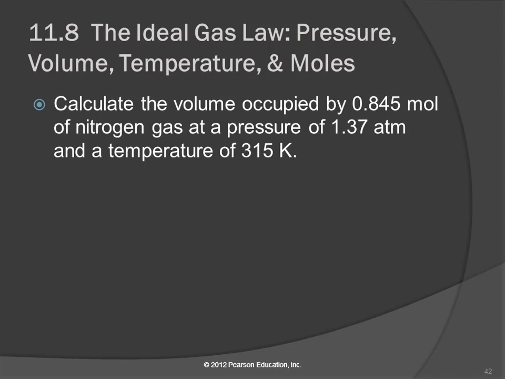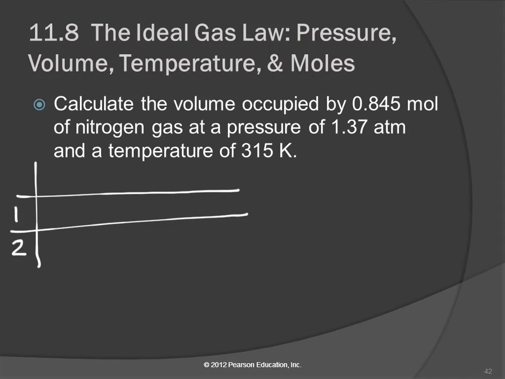Calculate the volume occupied by 0.845 moles of nitrogen gas at a pressure of 1.37 atmospheres and a temperature of 315 Kelvin. So we read through the problem. And then what have we been doing? We make a table. Let's make a table. That is a pattern, a method of approach that always works. We'll find that it'll work a little differently here, but it still works. So we'll do just the same as we've been doing, a table.